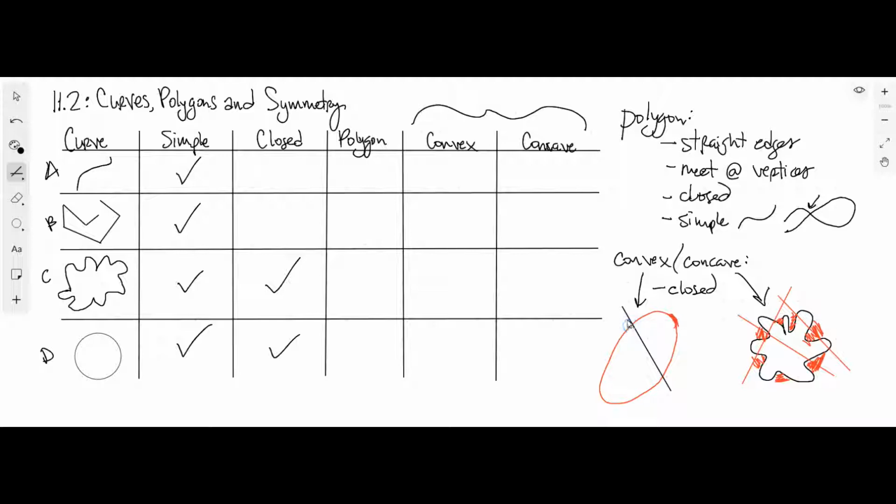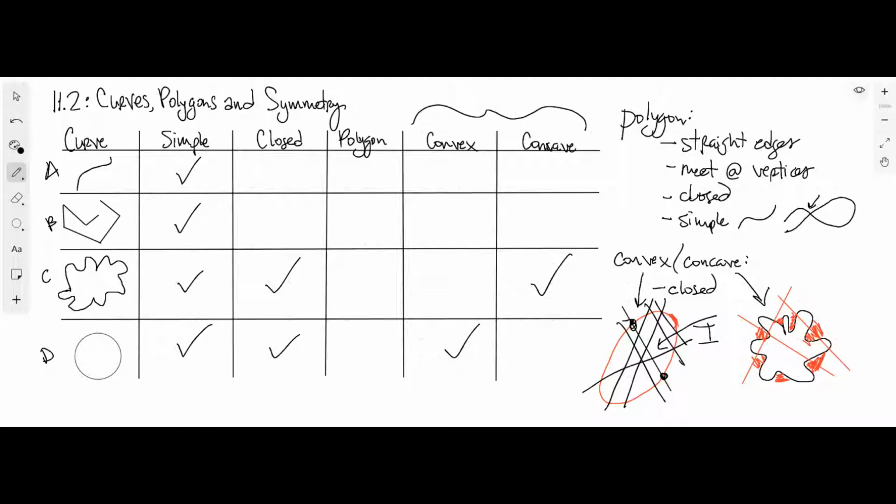Oh, sorry, I gotta go back to pen. That crosses through an exterior point, and the whole time between those two exterior points, it is all interior. There's no line that I could draw through here that would do anything except stay in the interior. So that's why this is convex. So part C is concave, part D is convex, because there's no line I can draw there that won't go through the interior only.